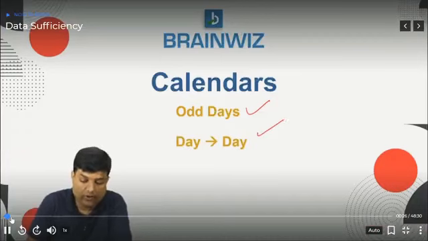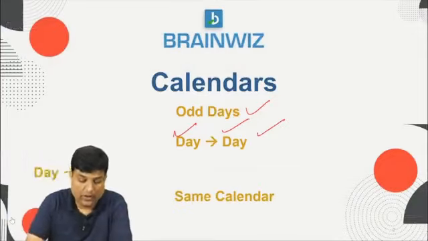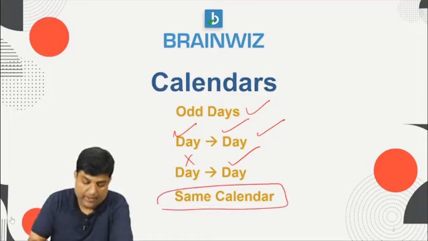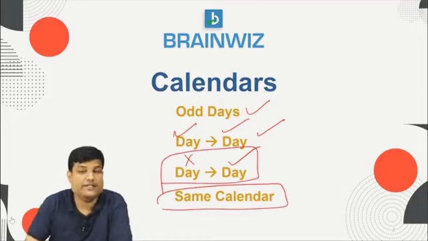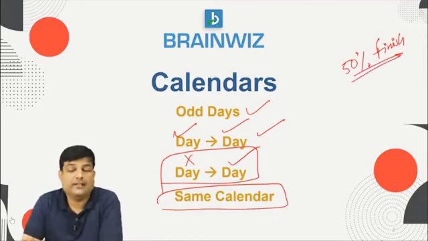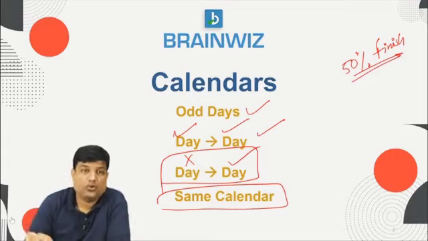And next one is how to find out the day when the other day is given to you. Third model is how to find out the day when no day is given, still we can find out. And the last one is the same calendar. Students, 50% of the thing we have done yesterday and the rest of the 50% we will finish today. If time permits, we'll start data sufficiency also today. Following everybody? Clear? Chaliye.